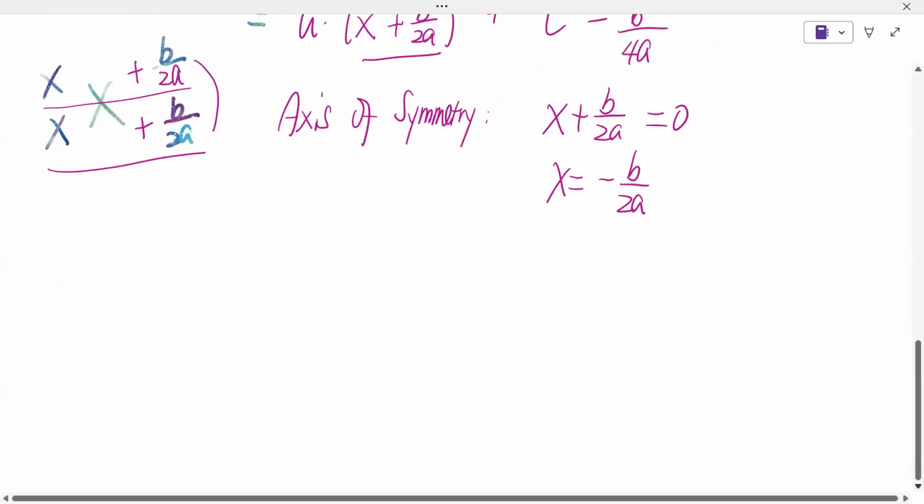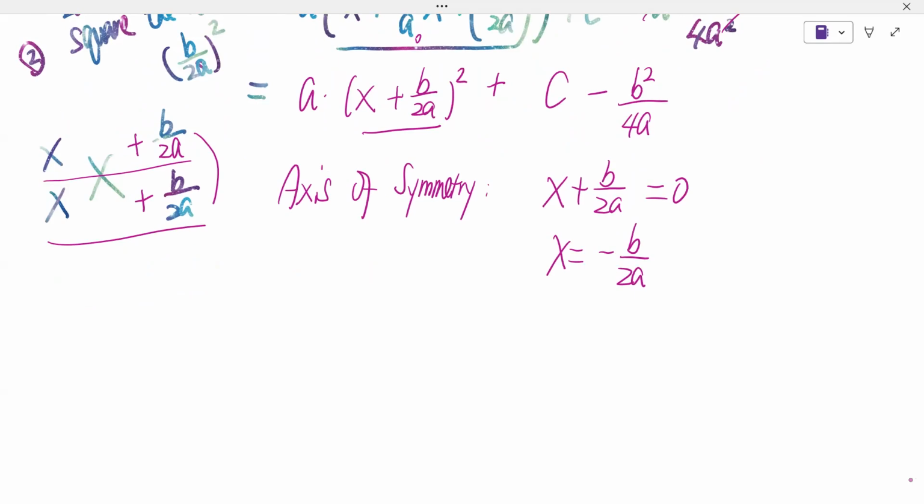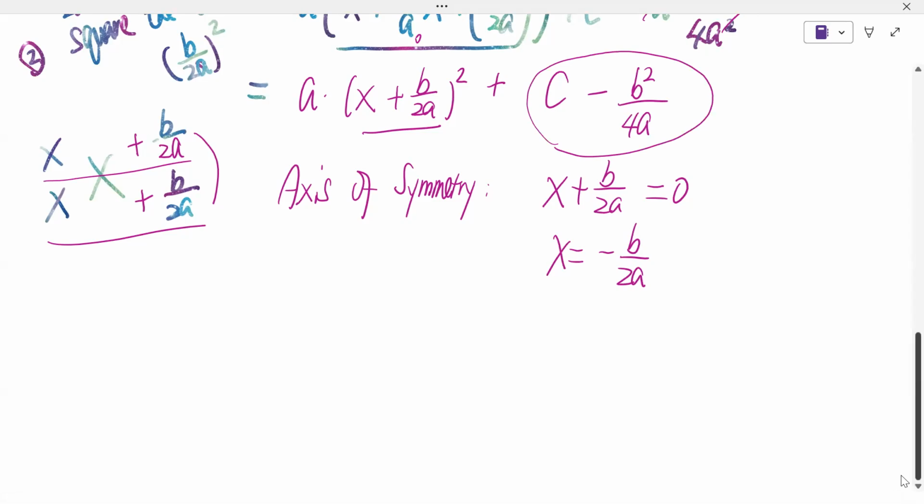And then the vertex. When you see this is a perfect square right here, this part is always going to be greater than or equal to 0. It depends on the a. However, this other part is never going to be 0, so it could be either the minimum or maximum. If a is greater than 0, then it's the minimum. If a is less than 0, then this is the maximum.